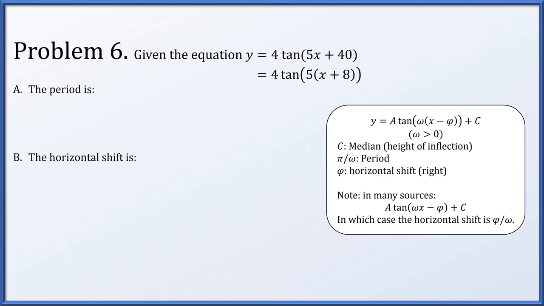So going ahead and factoring the 5 out inside the tangent, we have 4 times the tangent of 5 times the quantity x plus 8. So the period is simply pi divided by that constant we factored, 5. And the horizontal shift is 8 units left because we had a plus 8, not a minus 8.